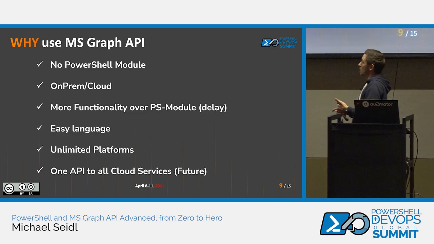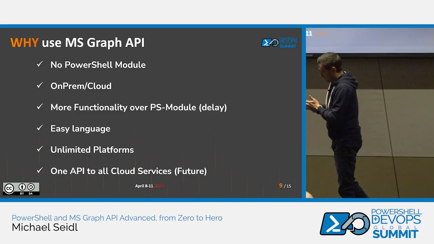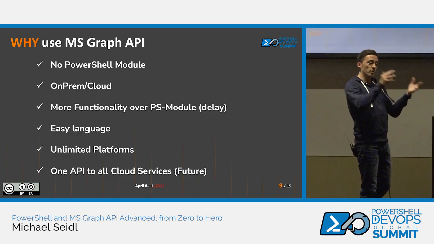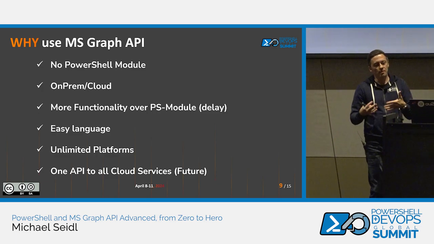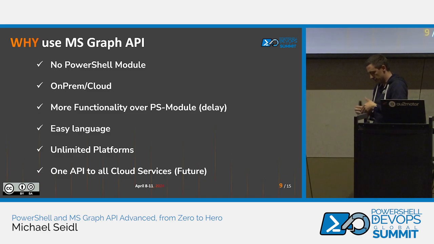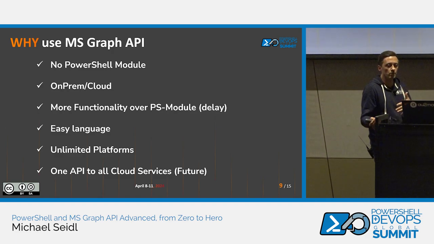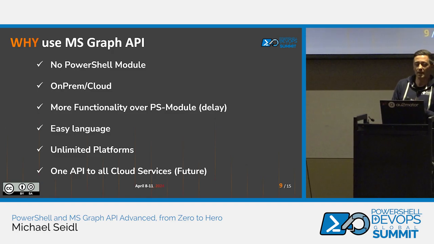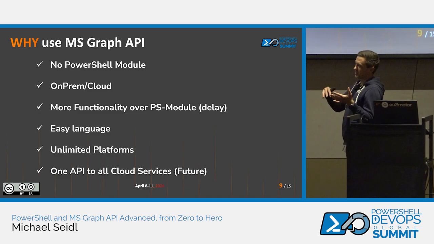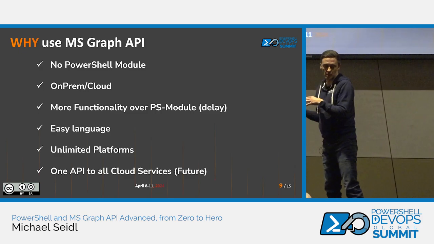I also prefer working with the native Graph API. I also work with other APIs. Because in the last 10, 15 years, I had a lot of PowerShell modules which have been deprecated. I needed to rebuild everything, and Invoke-RestMethod will not be gone. So that's one reason for me to use the native Graph API, the native way to work with Graph API. You can use it on-prem or in cloud, so it's the same code. You have more functionality than the PowerShell module. There's also a delay for new endpoints and new features between the native one and the PowerShell module.